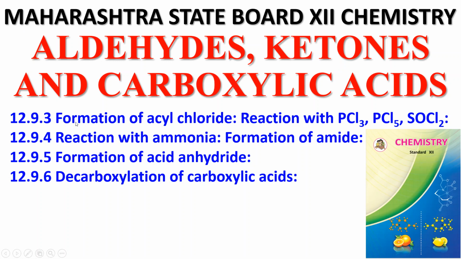Today we will study the formation of acyl chloride by reaction with PCl3, that is phosphorus trichloride, phosphorus pentachloride, PCl5, and thionyl chloride. Then the next point, we will study the reaction with ammonia, that is the formation of amide. Then the next point, formation of acid anhydride, and at the last, decarboxylation of a carboxylic acid.